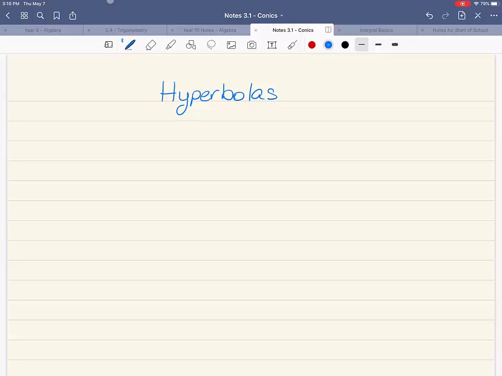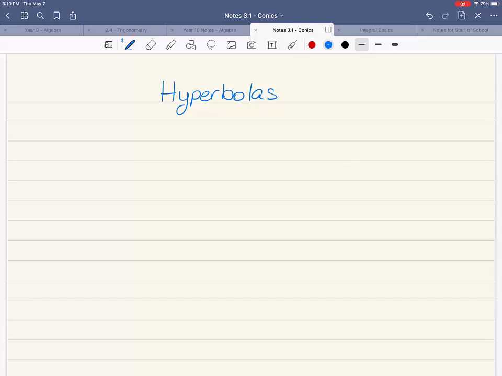Hi everyone, today's lesson is on the third of the four conics, which is the hyperbola. It has a lot of similarities to the ellipse, and it's very easy to get some of the similarities and differences confused, so I will try to point those out as we get to them.